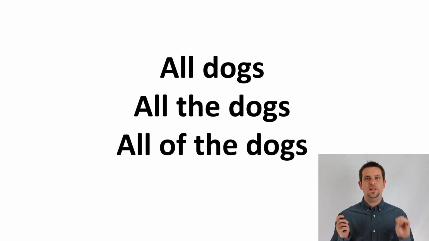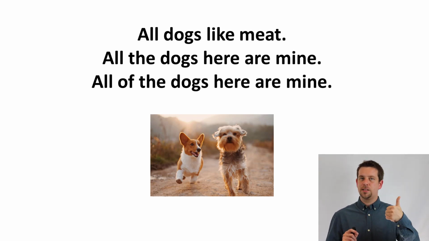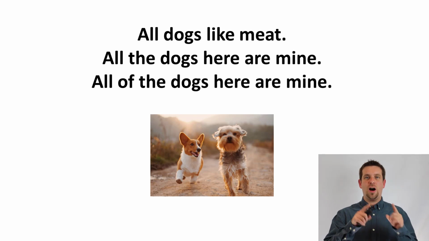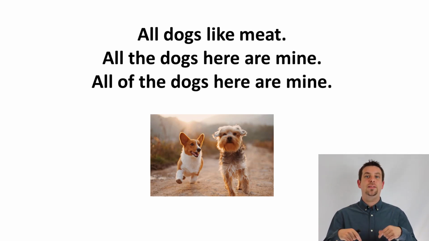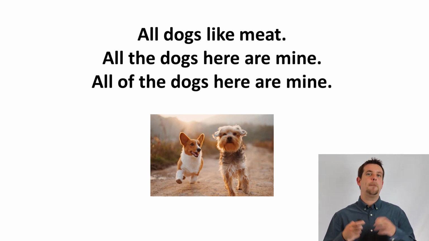So what's the difference? If we have three phrases and a little bit more detail, we can see the first phrase is "all dogs like meat," meaning in general, all dogs. "All the dogs here are mine." If you can imagine this phrase where someone is visiting you and they see 3-4 dogs, you point and say, "All the dogs here are mine." Or the third one is "all of the dogs here are mine."